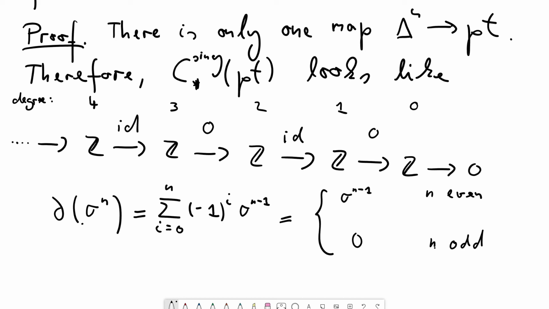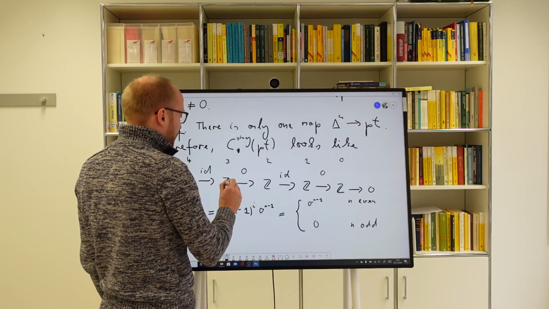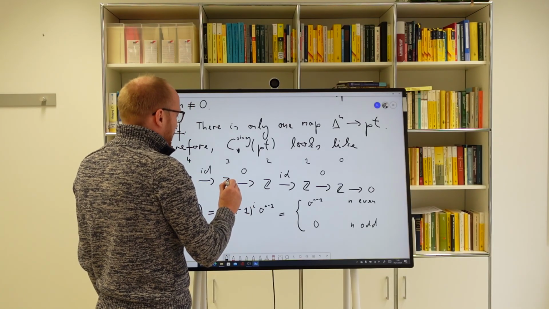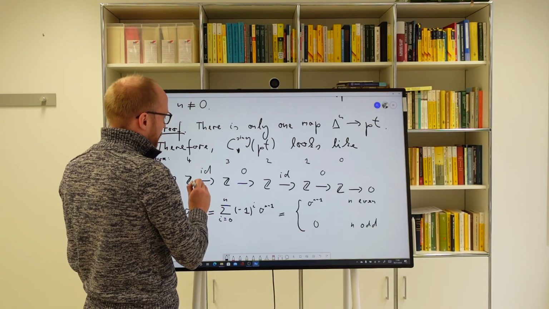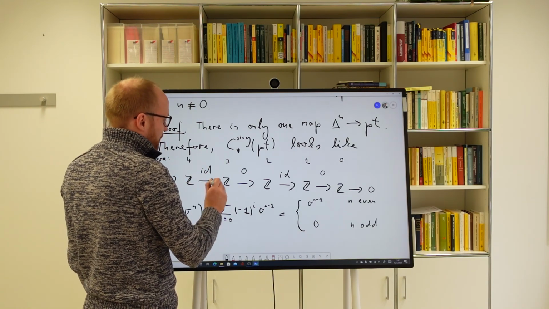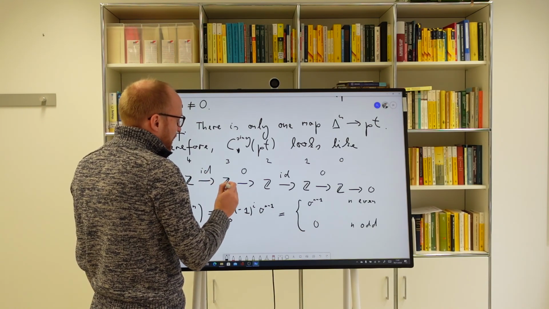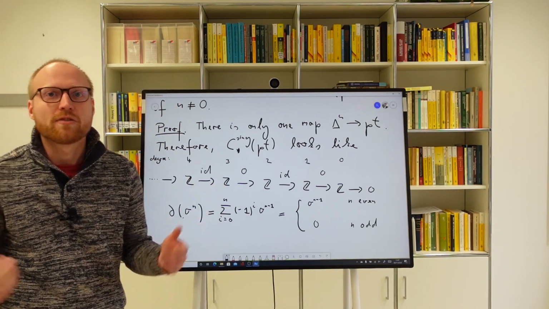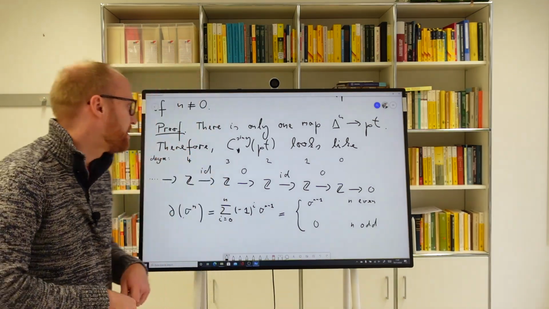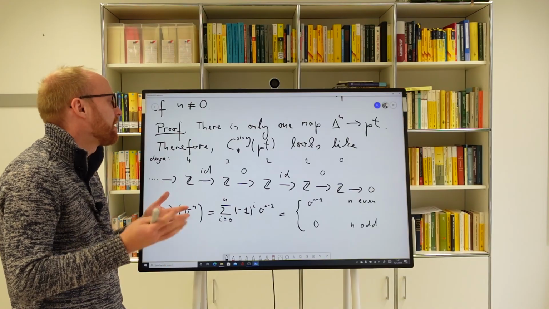And at all odd degrees, the situation is the same as, for example, here in the 3rd degree. What's going on there? The homomorphism here is just the zero homomorphism, which means the kernel is everything, the whole module Z here, but so is the image of the previous morphism, because it's the identity morphism. So what comes out as homology is the quotient of Z by Z, which is the trivial Z module, just like in the other case.